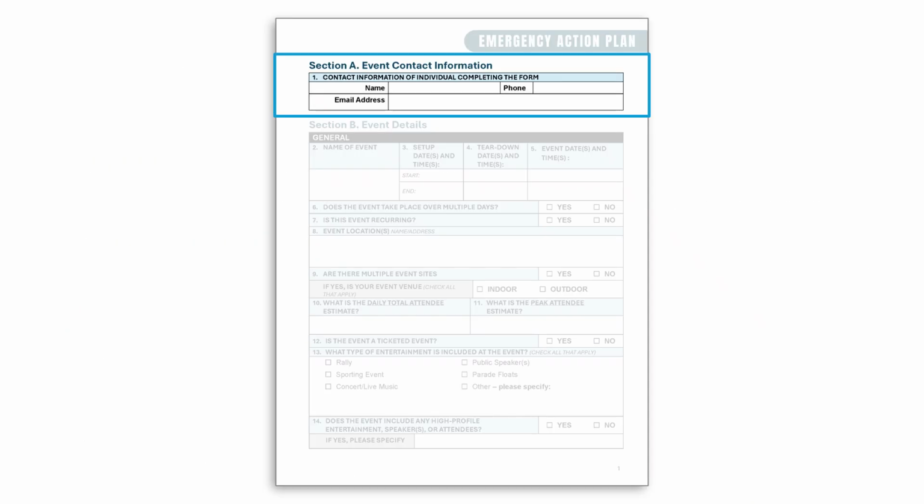Section A, Contact Information. This section is brief, but it's one of the most important parts of the form. Question 1. Contact information of the individual completing the form. Details that are asked: name, phone, and email. Why it matters. This is the person you reach out to with clarifying questions, urgent issues, or last-minute updates. Having accurate, reachable contact info ensures we can move fast during planning or emergencies.